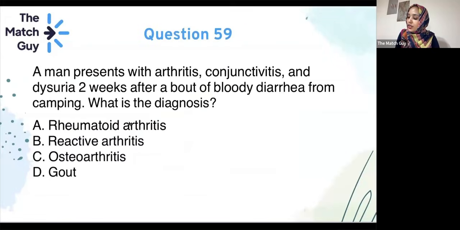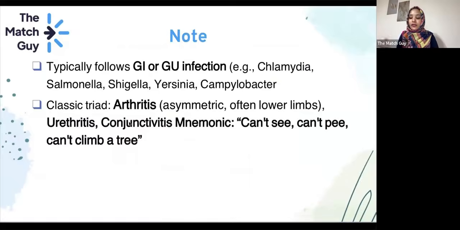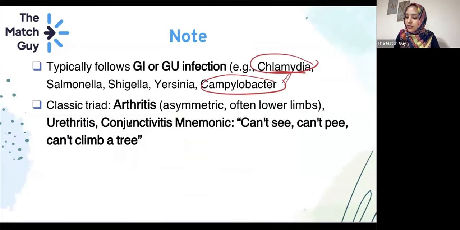Okay, what about this one? Arthritis, conjunctivitis, and dysuria two weeks after a bout of bloody diarrhea. And what's the most likely organism that gave him this diarrhea? Campylobacter, very good. And this is reactive arthritis. Someone mentioned the old name. The old name is Reiter's, if you ever see it in a textbook. So it can follow chlamydia, campylobacter. These are the most important ones. It can follow Yersinia, Shigella, and Salmonella as well. And that's the classical triad.